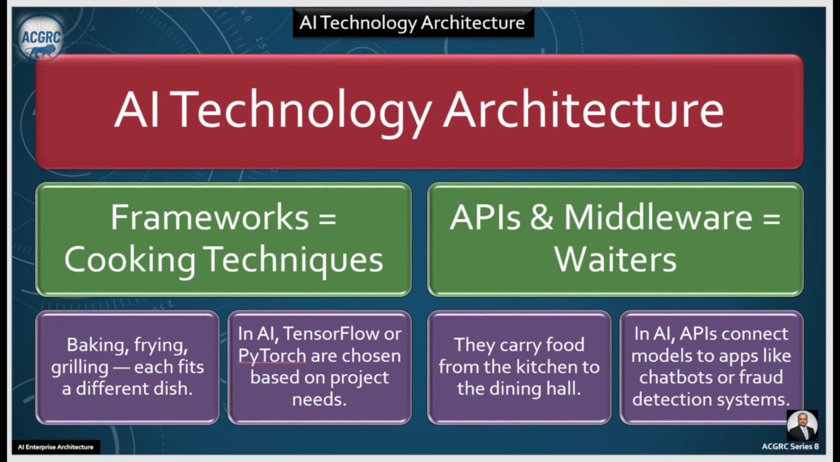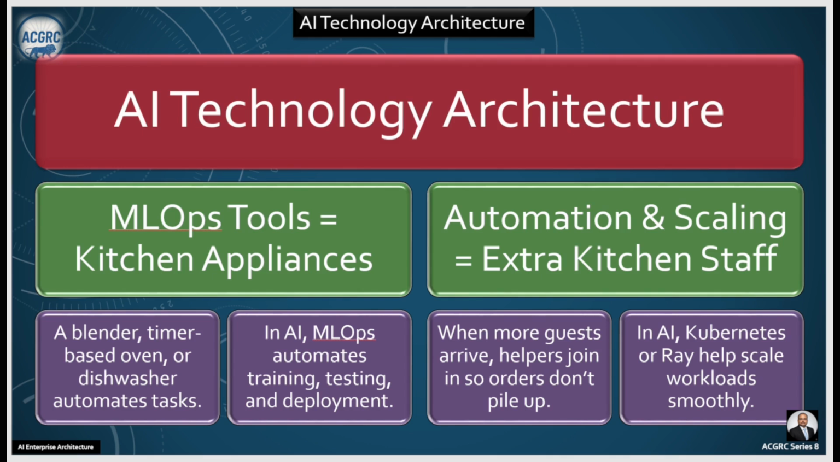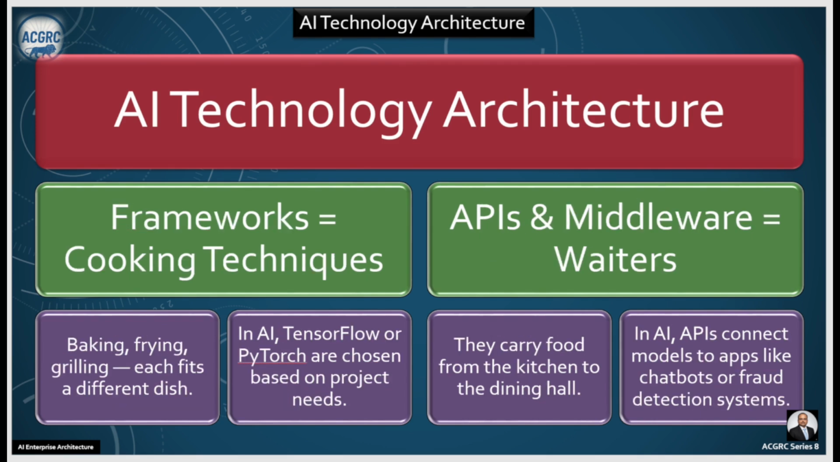So from a framework perspective, if you look at the analogy, the cooking techniques are your frameworks. The waiters are your APIs and middleware. Your kitchen appliances are your MLOps tools. Your extra kitchen staff are your automation and scaling aspect. Let's go deeper into this. The baking, the frying, the grilling, each fits a different dish. Similarly, in AI, TensorFlow or PyTorch are chosen based on the project needs.